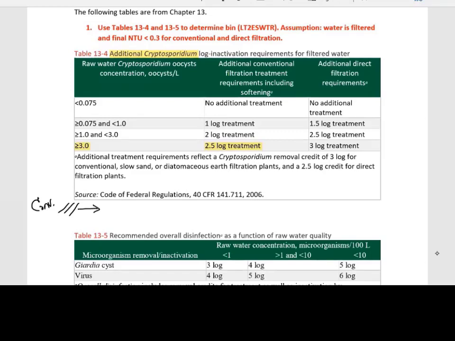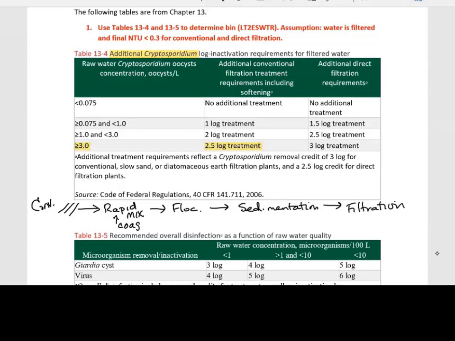Next process would be take the river water, we screen it first. What's the next process? A rapid mix with a coagulant. Exactly. So we've got a rapid mix. We're adding coagulant, followed by flocculation, followed by sedimentation, then followed by filtration. So this is your conventional plant.